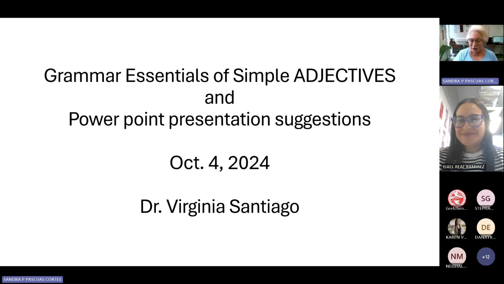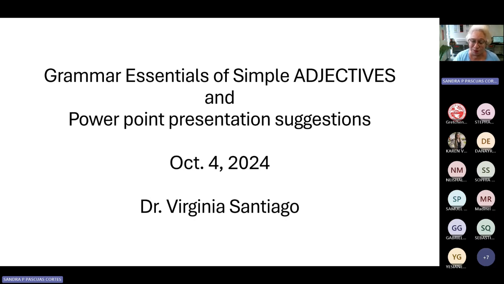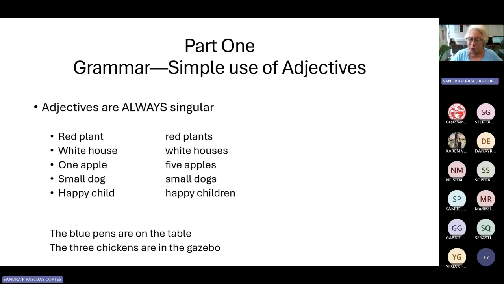Today, as Dr. Torres said, we're going to have a very simple PowerPoint. And as you see, it's about essentials of simple adjectives. And then later, PowerPoint suggestions. So here we go. We're going to do part one. This is going to be very simple, and you're going to see that we're not going to use any grammar rules.